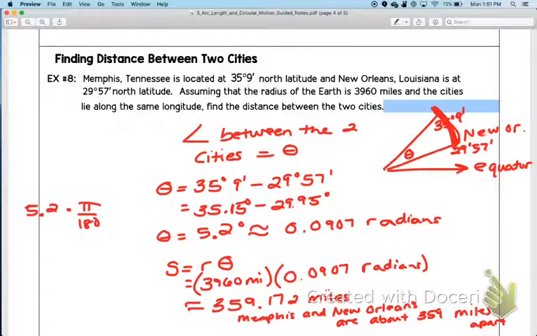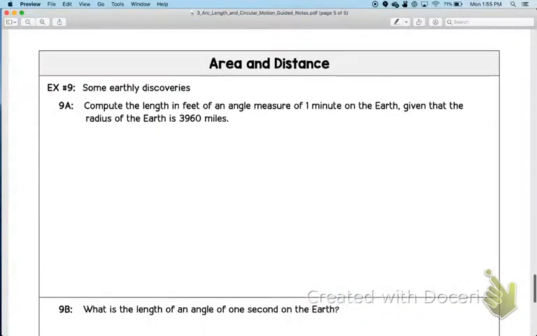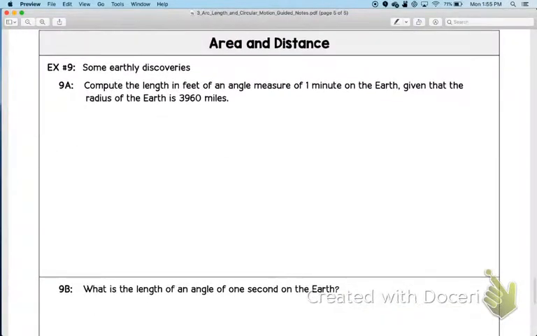Alright, almost there. One more example to get through. Example number 9. We have area and distances happening again. Some earthly discoveries. Compute the length in feet of an angle measure of 1 minute on the Earth, given that the radius of the Earth is 3,960 miles.